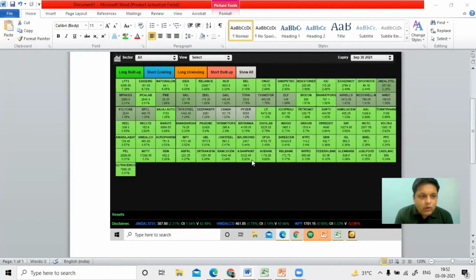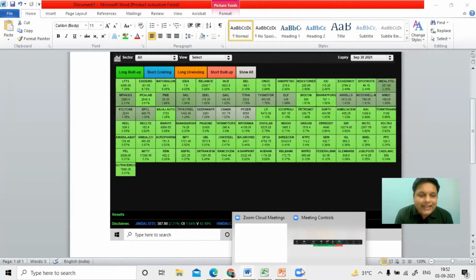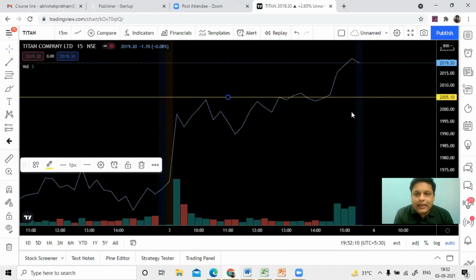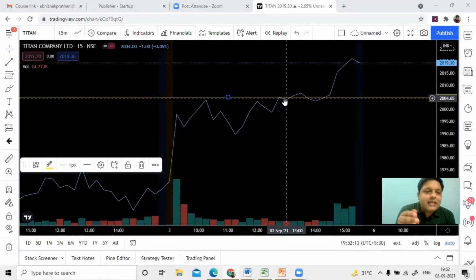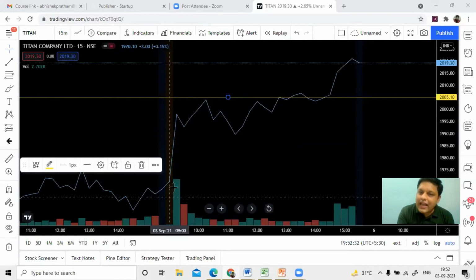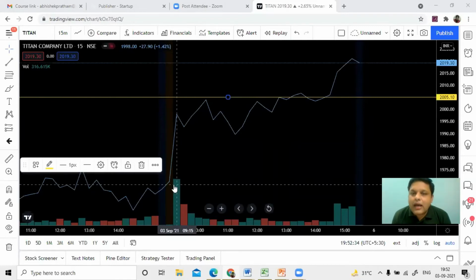Right? So now what happened was, we identified that there is a long build-up happening in Titan. Because of the long build-up we bought, because there was a market structure. It was a combination of this. And during scanning, because of this high volume, it was already on our radar.